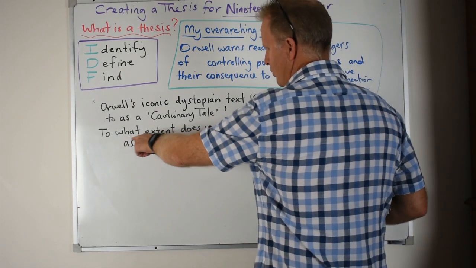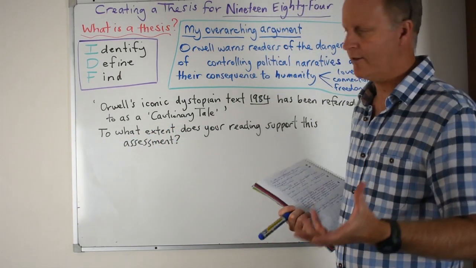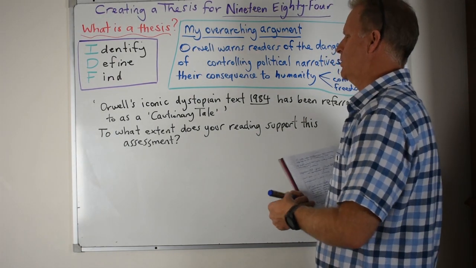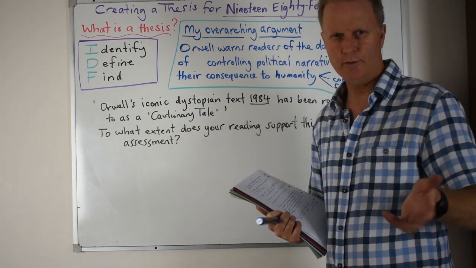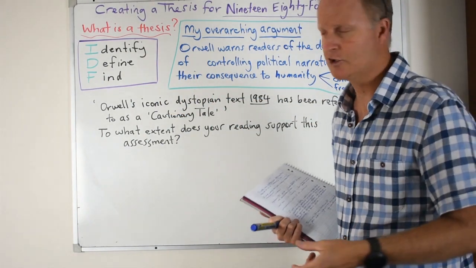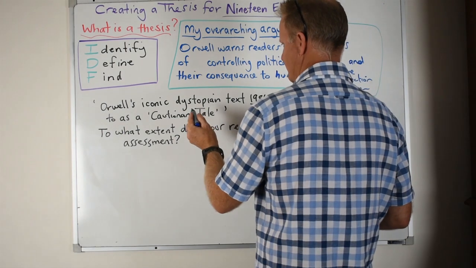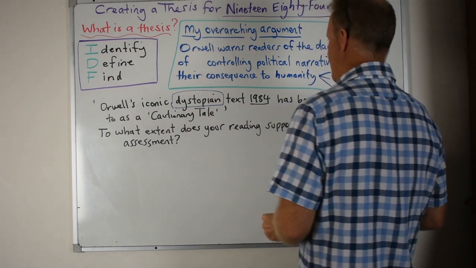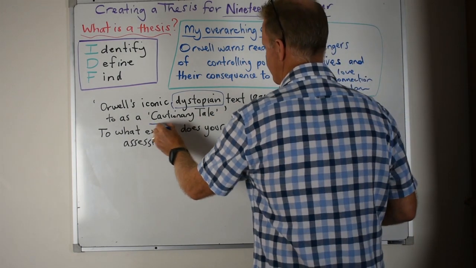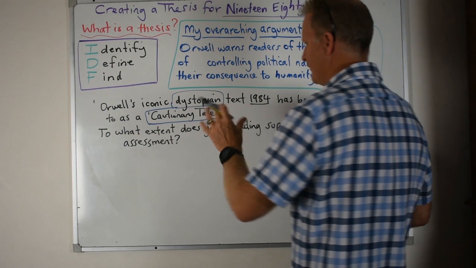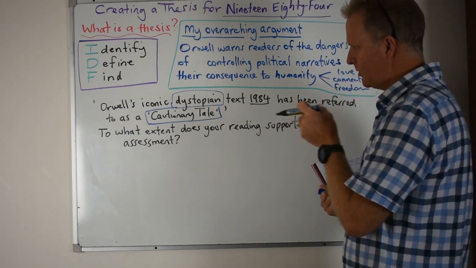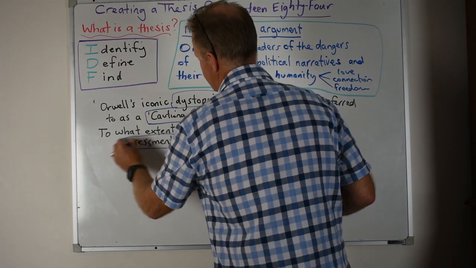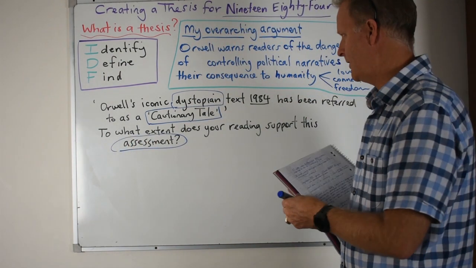So once again, we've got to what extent, so you have to qualify that, and we've talked about that just before. When we look at these, well, we know the novel is iconic because it's been around for a very long time and it's one of the world's most popular texts. So let's go with this dystopian. I think that's a key word. Has been referred to as a cautionary tale. We need to deal with that and define what that is. And then from the question, to what extent does your reading support this assessment? I think we just need to define and clarify that as well.